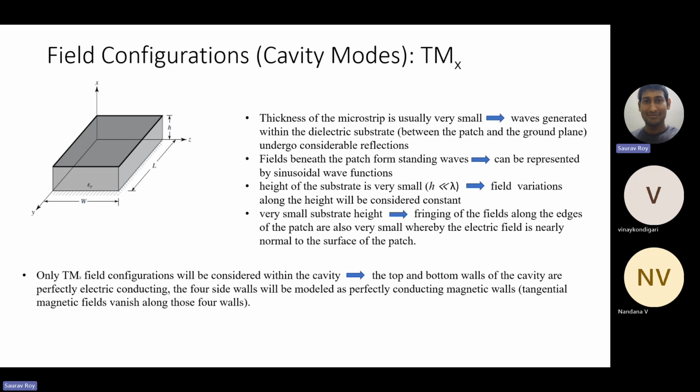These side walls are in the xy plane, as well as the xz plane and the yz plane. If there are no tangential components, that means there will be no x component either. That is how it becomes a TMX mode. There will be no magnetic field component in the x direction.